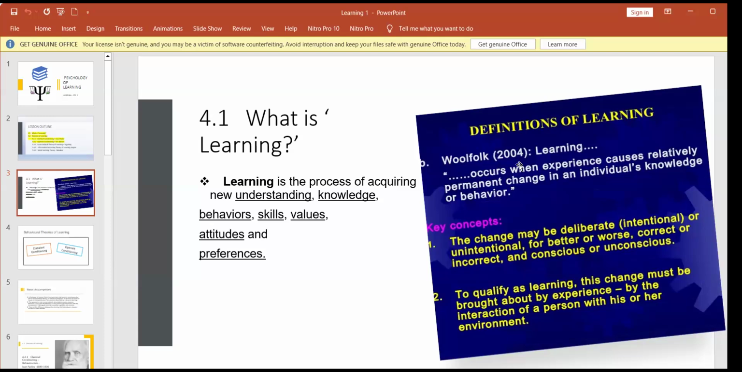I give you 2 minutes for you to reflect on this definition of what learning is about by looking at the four nots said by Woolfolk.